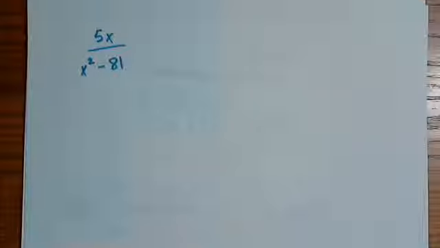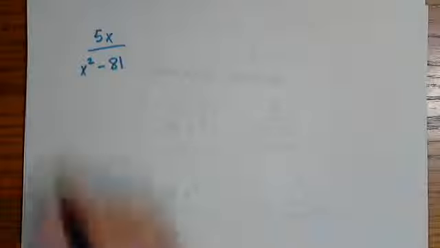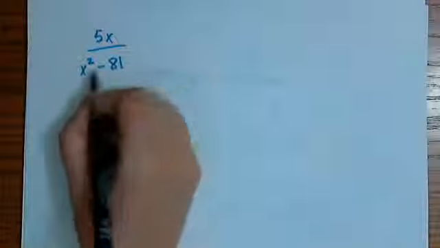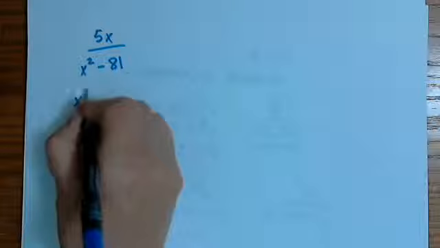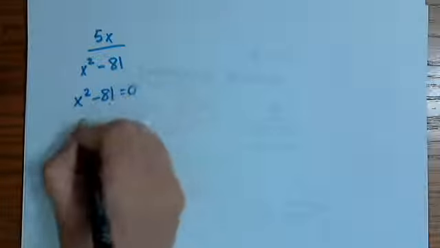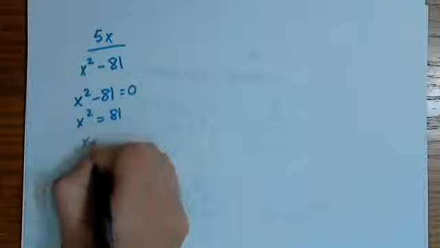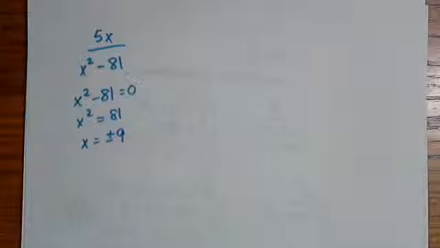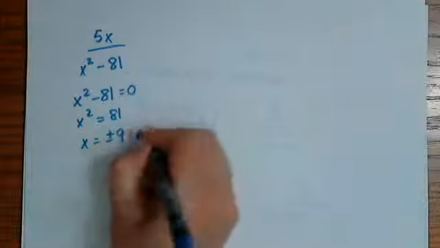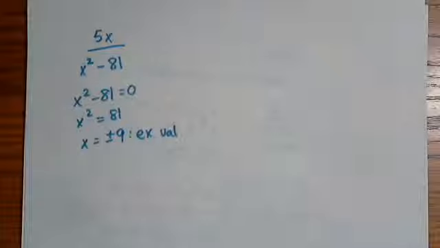Okay, so you have paused the video. You have got the solution, and you want to see if you got it right. So we have 5x over x squared minus 81. You paused it and tried it on your own, right? This is your last chance. We're going to have trouble only where the denominator is equal to 0. So we set x squared minus 81 equals 0. x squared equals 81. x equals plus or minus 9. That's going to be our excluded values, plus or minus 9.